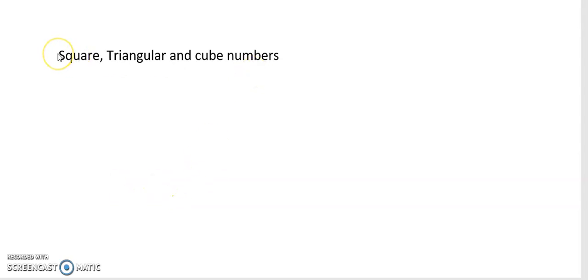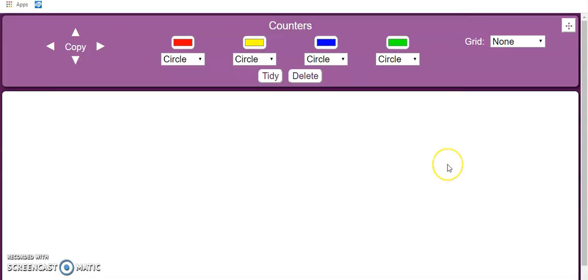In this video, I'm going to explain how to visualize square, triangular, and cube numbers. Now, for this video, you're going to have to open two applets in your browser. The first applet is this MathSpot applet. I've included the link in the description to the video.